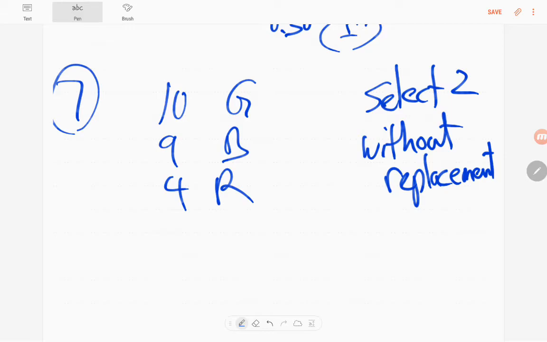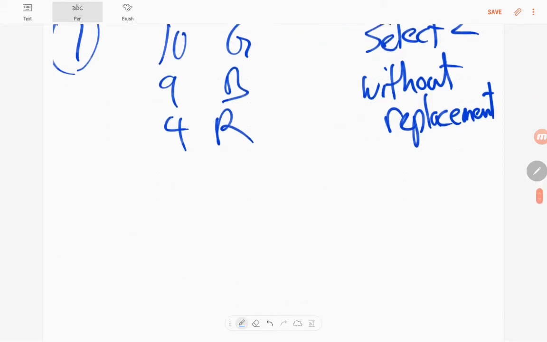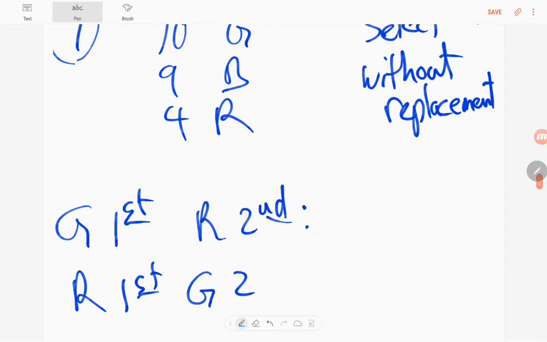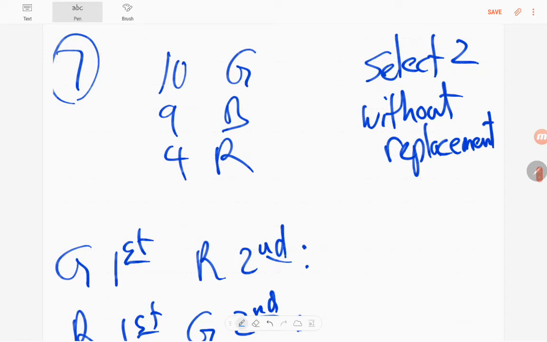So green and red, this kind of reminds me of some of the other card problems. You have to worry about both orders. So let's assume that the green is first in the first case, and the red is second. And then we'll assume the red is first and the green is second. We'll calculate those probabilities and then add the two numbers together.